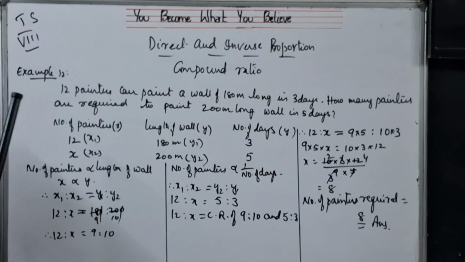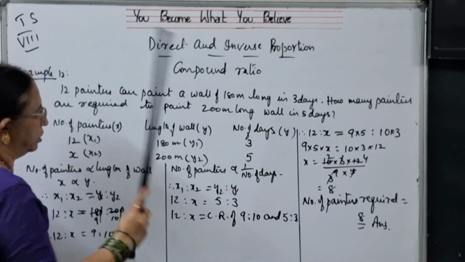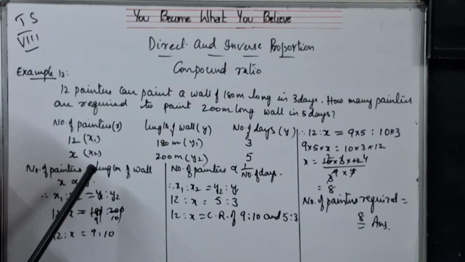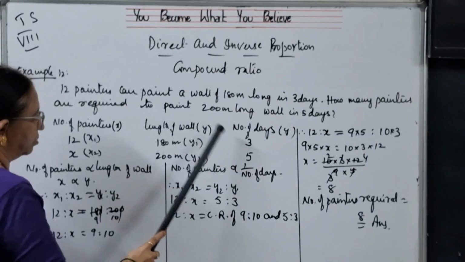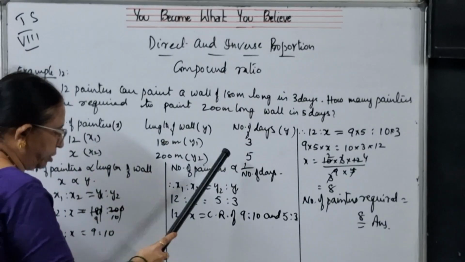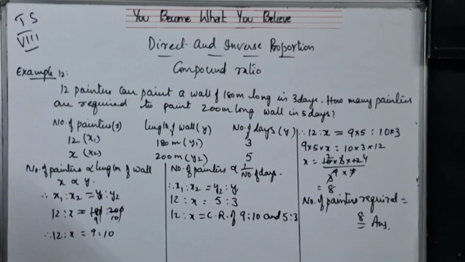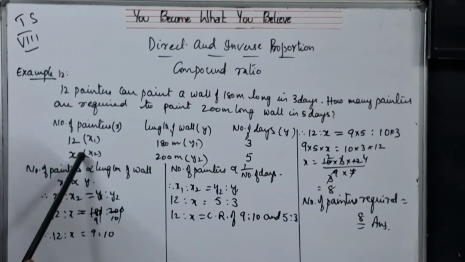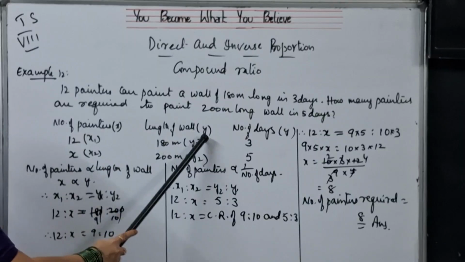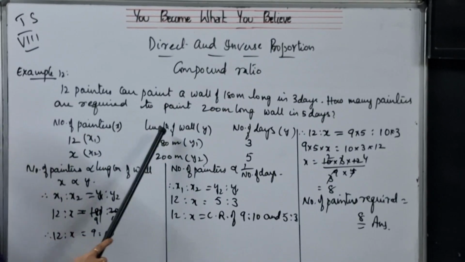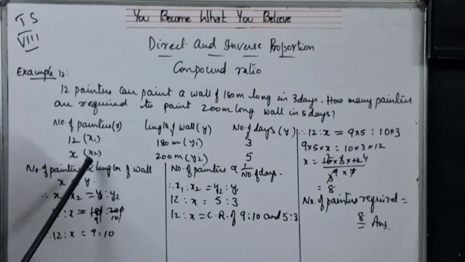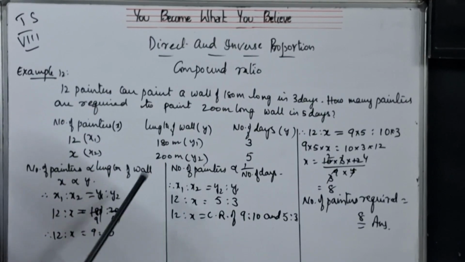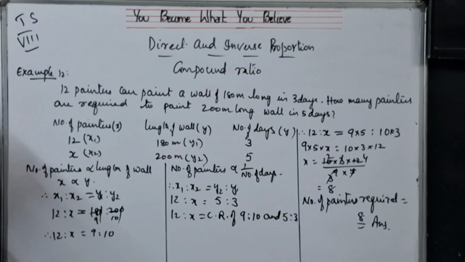So here the problem has number of painters, length of wall, number of days. 12 painters can paint a 180 meters long wall in 3 days. To paint a 200 meters long wall in 5 days, how many painters are needed? So here we consider x for the painters, y for the length, y for the days. Let us compare these two. Number of painters will be directly proportional to length of wall. So x1 is to x2 is y1 is to y2. So I have got 12 is to x is equal to 9 is to 10.